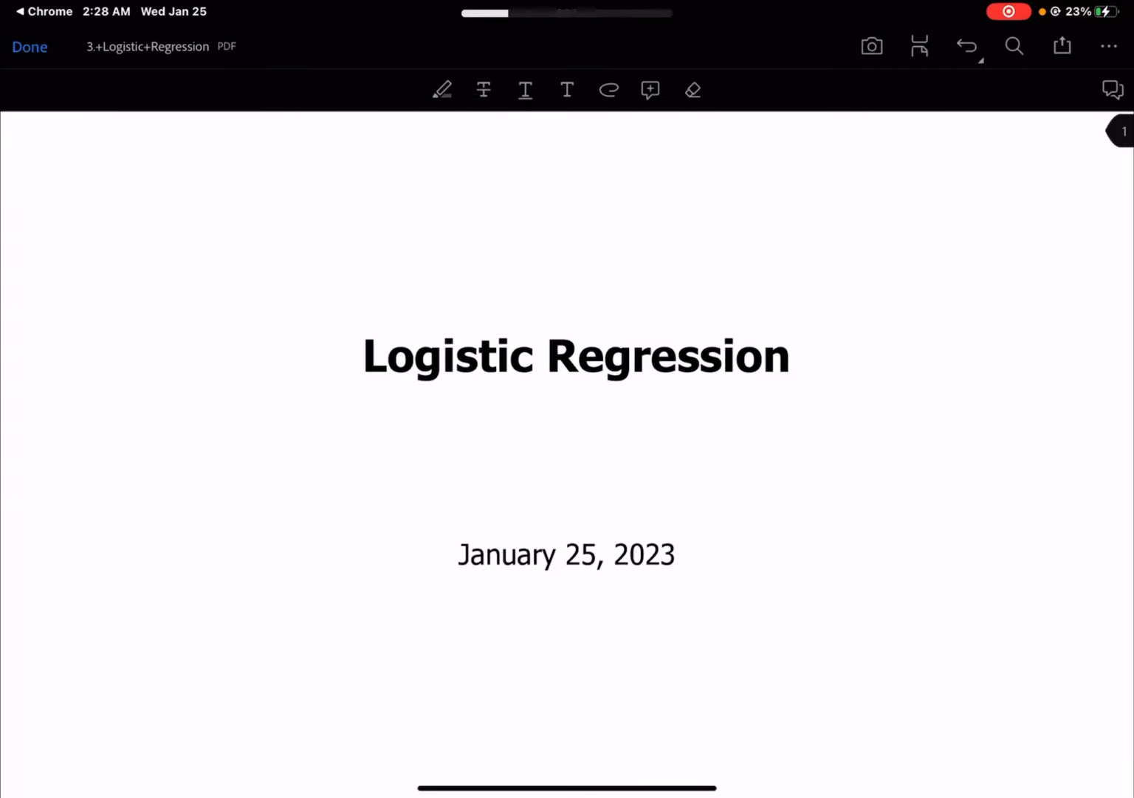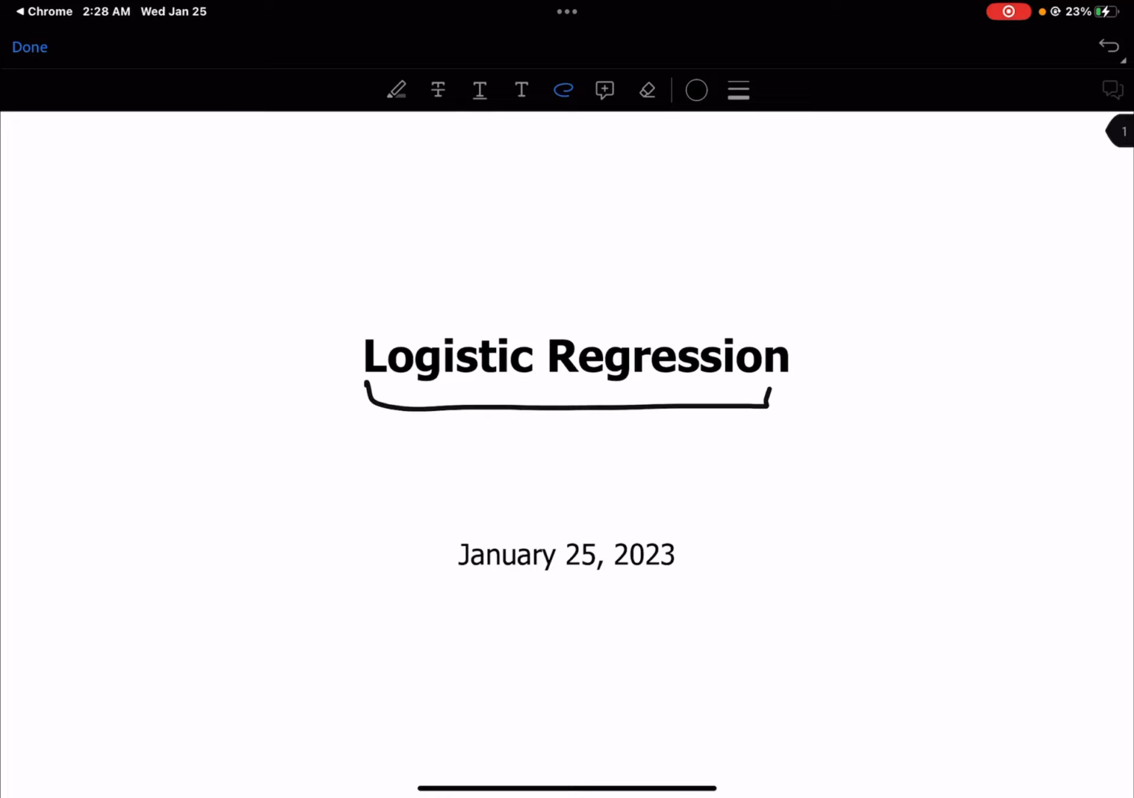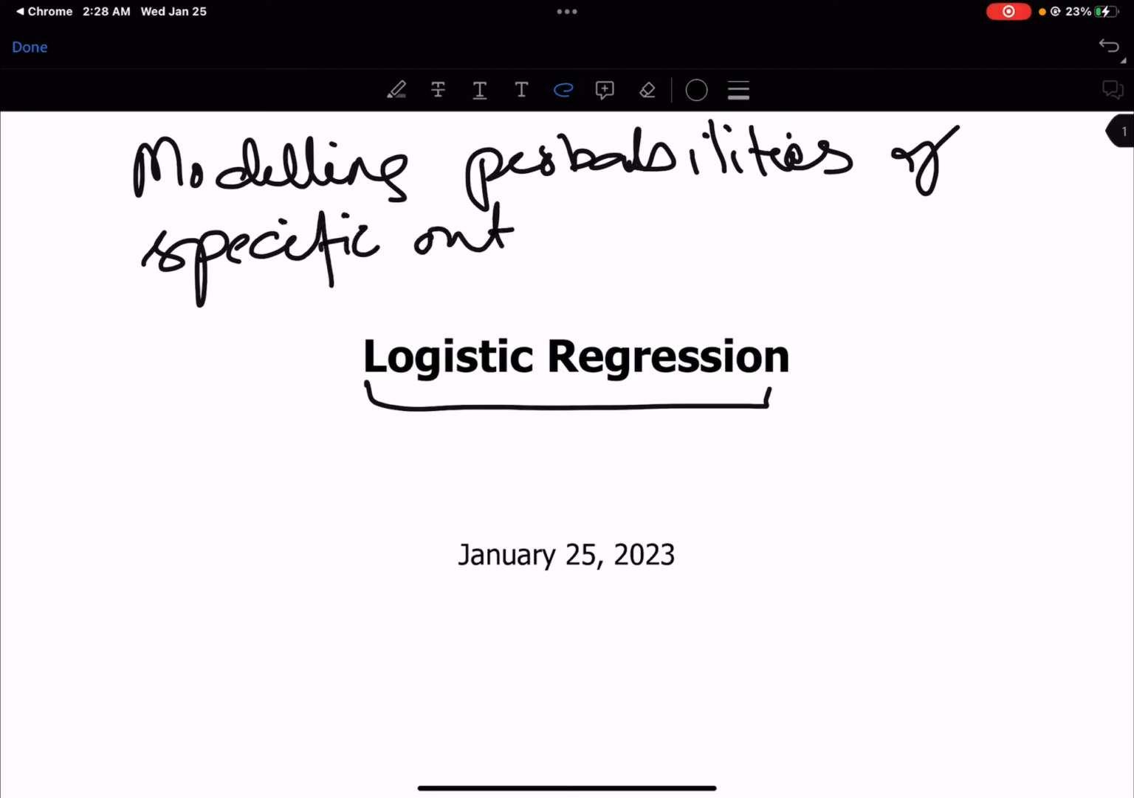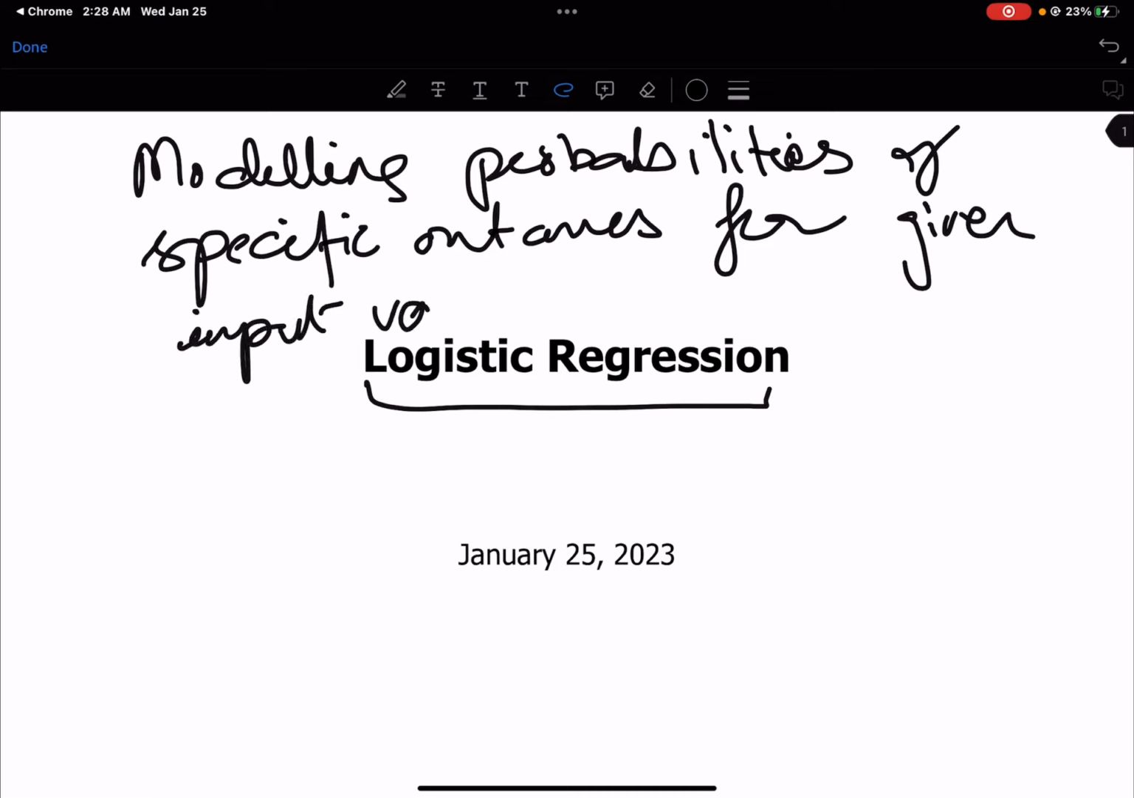And today we are going to study logistic regression. What is logistic regression? It is a process of modeling the probabilities of a specific outcome. You are modeling probabilities of specific outcomes for given input variables.